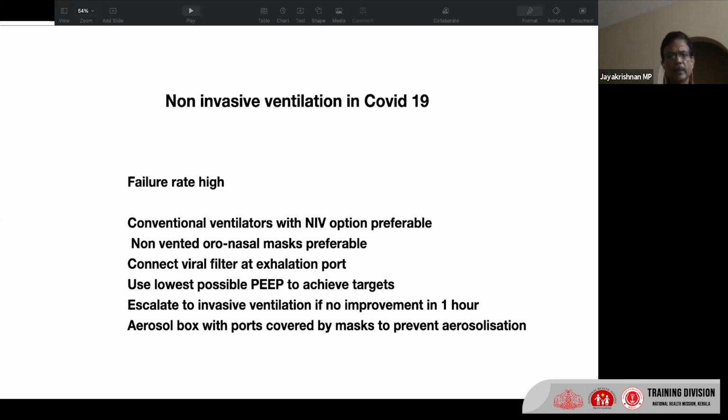And for PEEP, you use the lowest PEEP because usually high PEEP is not required initially in COVID pneumonia. We'll come to that afterwards. Very important, as I have already mentioned, NIV has a very high failure rate, and don't wait for more than 1 or 2 hours with NIV before you actually resort to endotracheal intubation. And you can maybe use an aerosol box with ports covered by masks also to prevent aerosol.